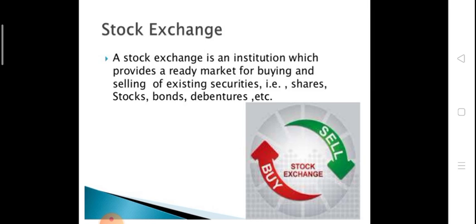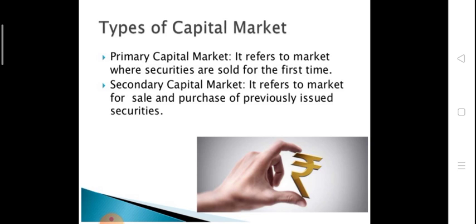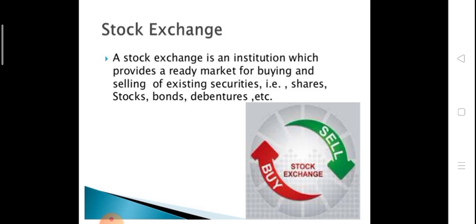Now what is a stock exchange? Look students, like the primary market we have done, the secondary market is also known as the stock exchange. A stock exchange is an institution which provides a ready market for buying and selling of existing securities. Look, existing securities, that means they are talking about the secondary market. So secondary market and stock exchange both are the same. It provides a ready market for buying and selling of existing securities like shares, debentures, bonds, stock, etc.